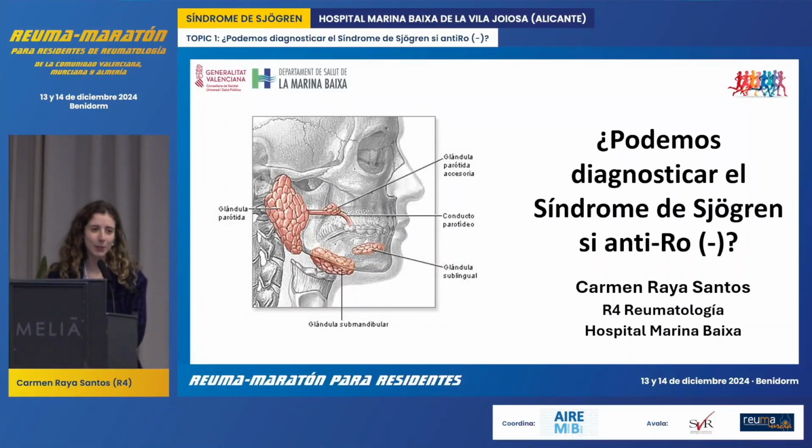I'm going to talk about two topics, okay? And the first one is whether we can diagnose Sjögren syndrome if the anti-RO antibody is negative, okay? I'm going to dive into this tricky subject.